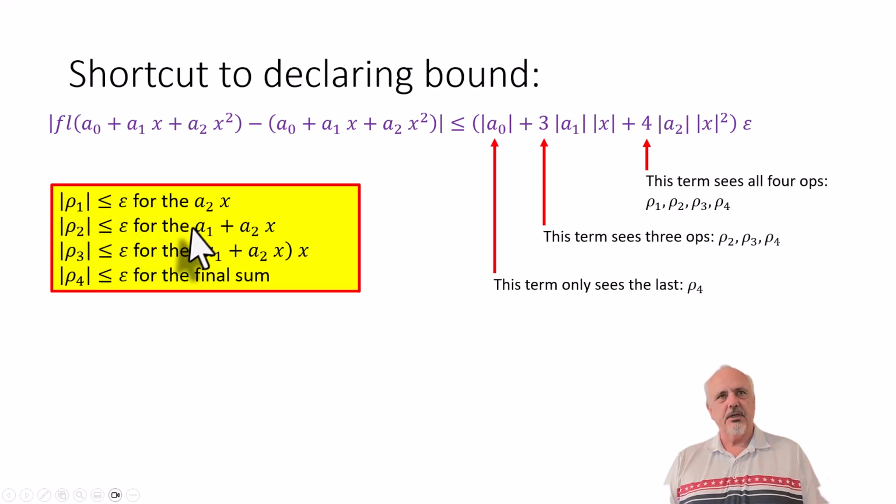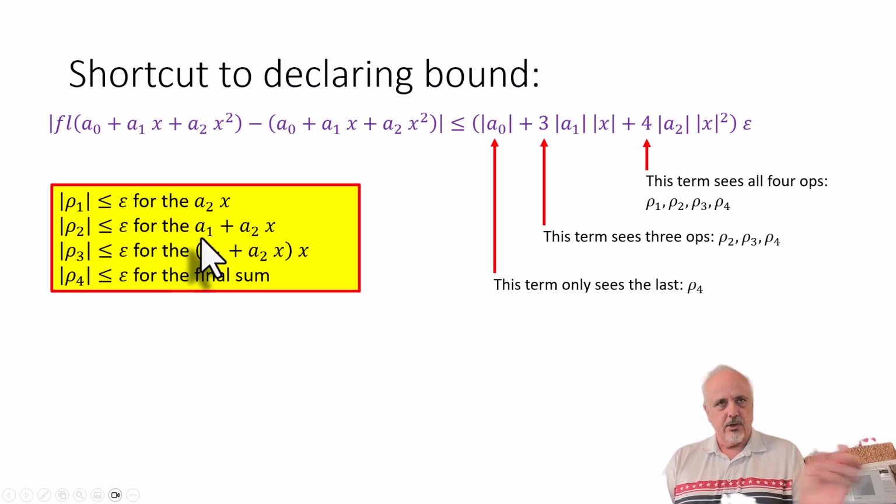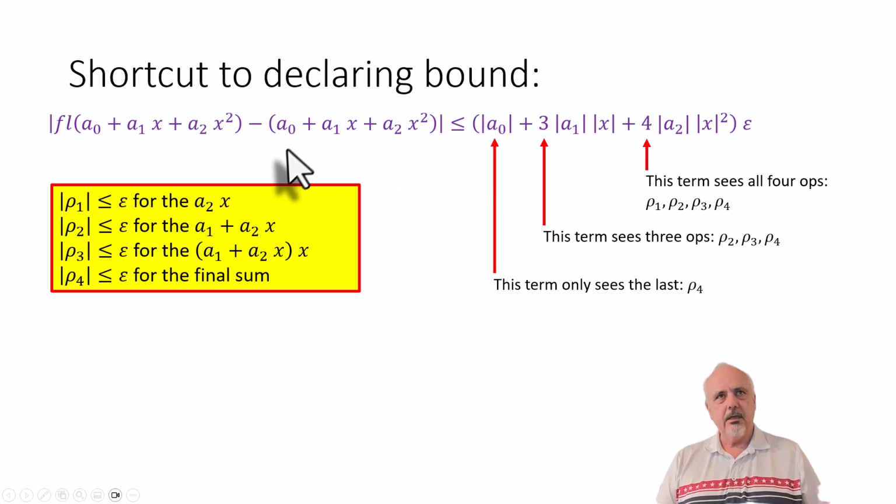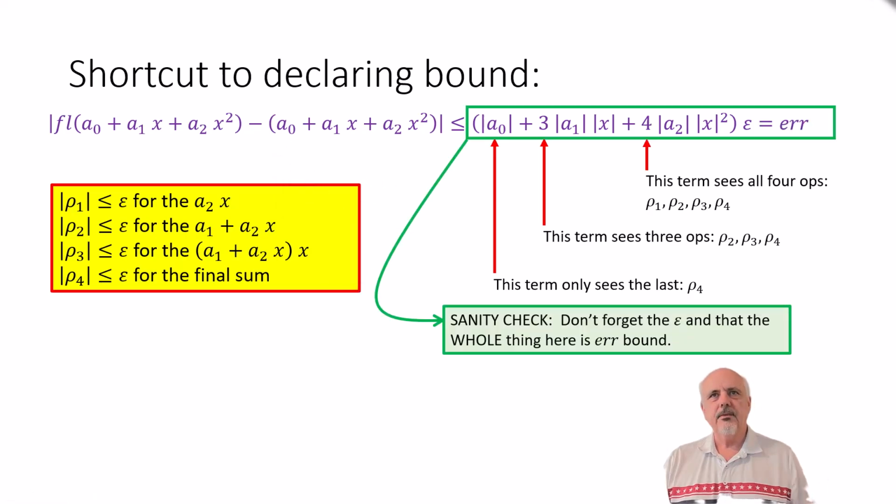first operation is A2 times X. The second operation is taking that linear term and adding it to the previous result. The third operation is taking the previous result and multiplying by X. And then the fourth operation is the final sum, where you're adding in the constant coefficient.